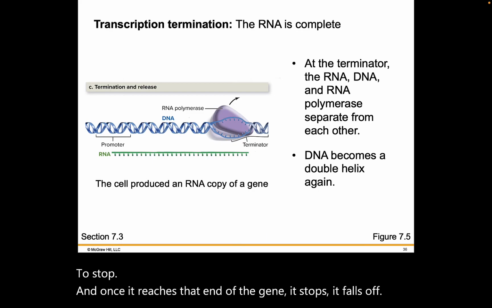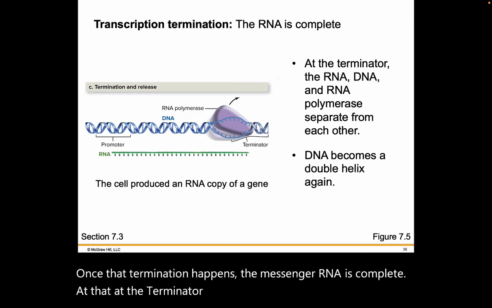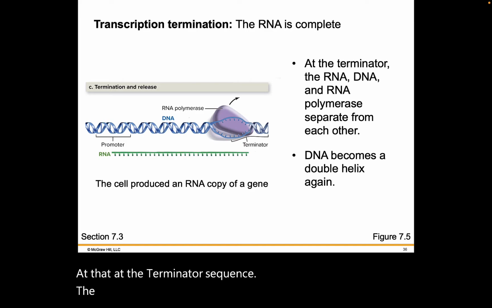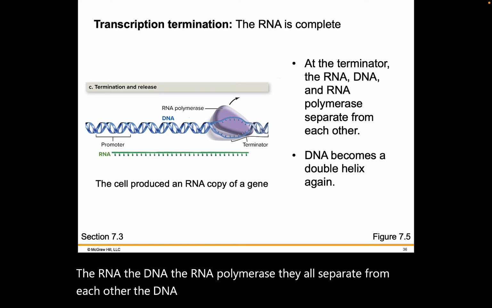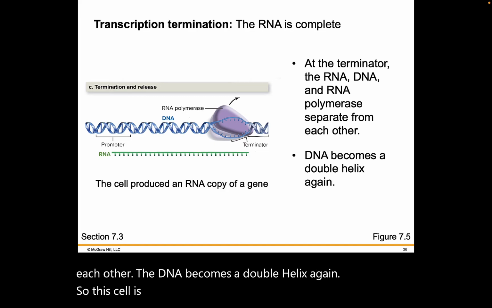Once that termination happens, the messenger RNA is complete. At the terminator sequence, the RNA, the DNA, and the RNA polymerase all separate from each other. The DNA becomes a double helix again. So the cell has actually produced an RNA copy of that gene.